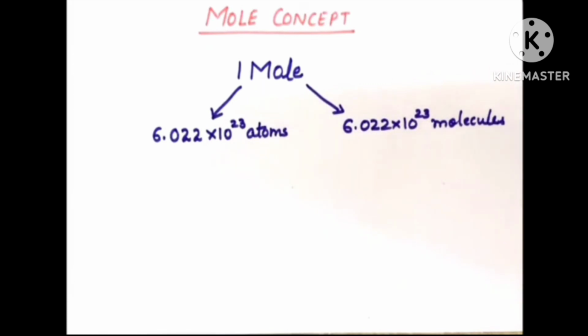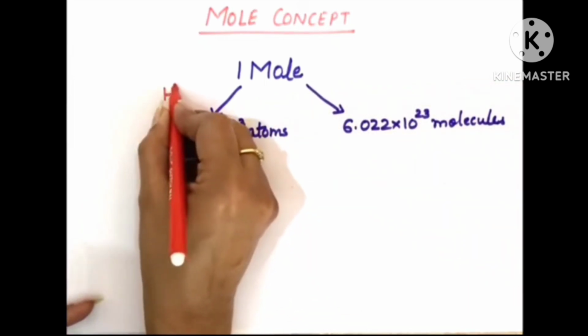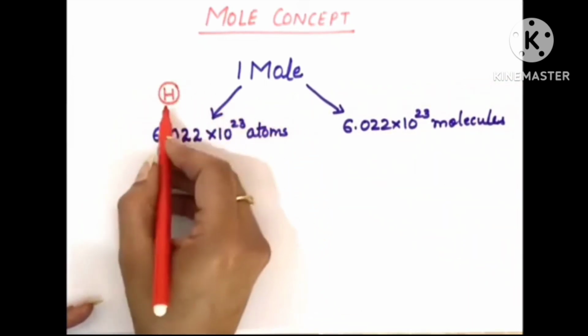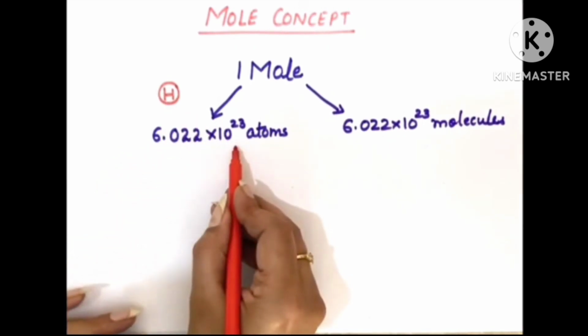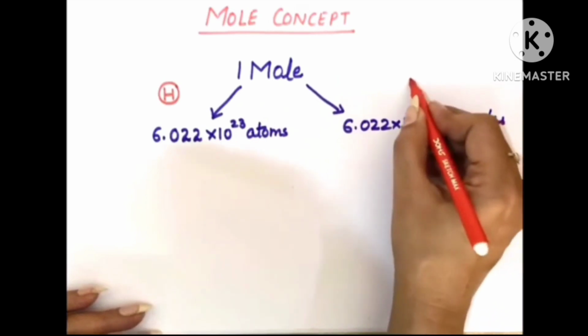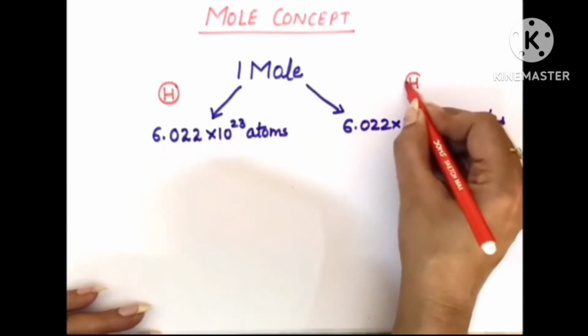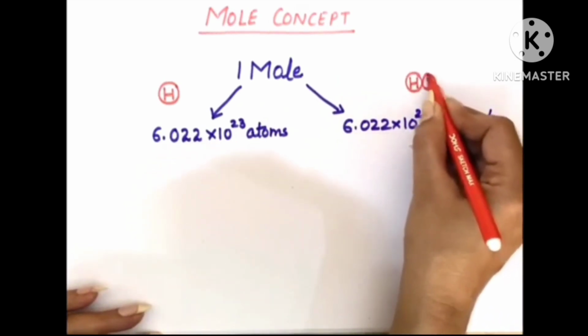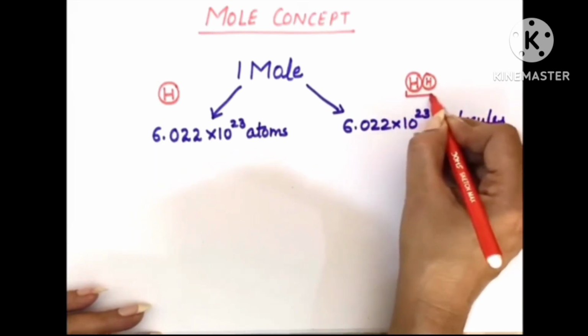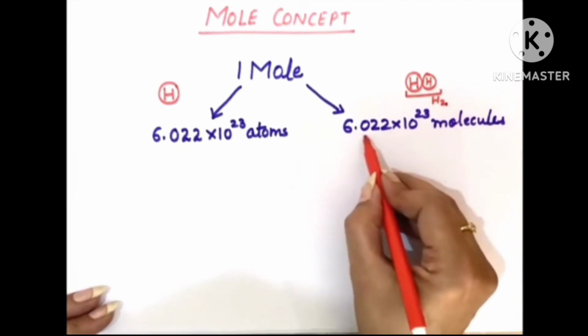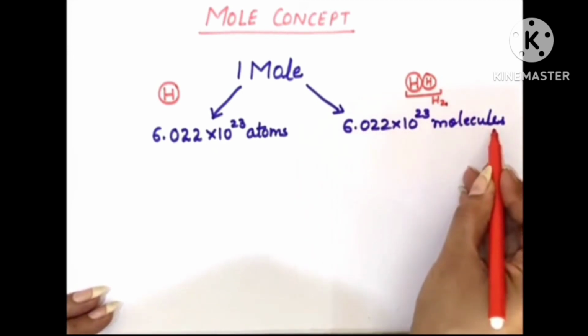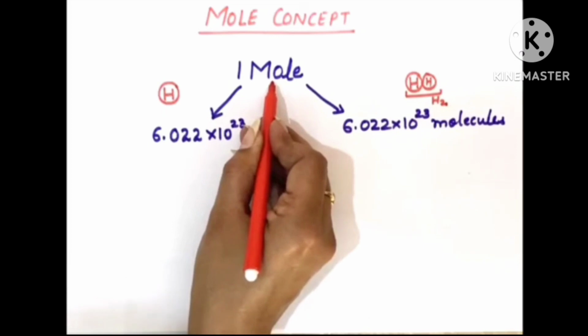For example, if we are taking the hydrogen element, this is made up of atoms. So in 1 mole of this hydrogen element, there are these many atoms. But if I take a hydrogen molecule, it is made up of 2 hydrogen atoms. This is H2, that is the hydrogen molecule. So if we take these many hydrogen molecules, that is equal to 1 mole.